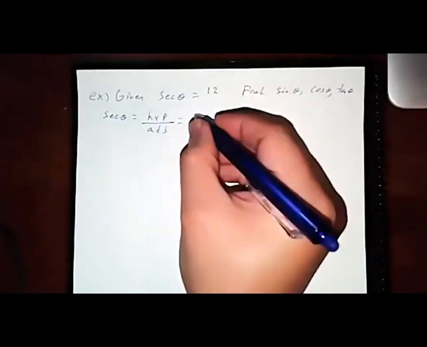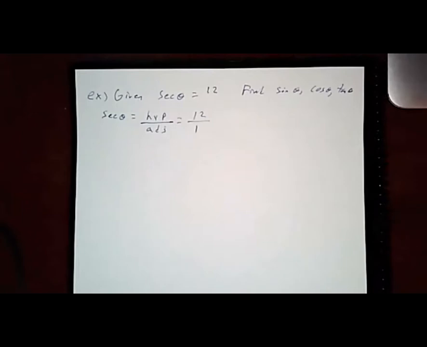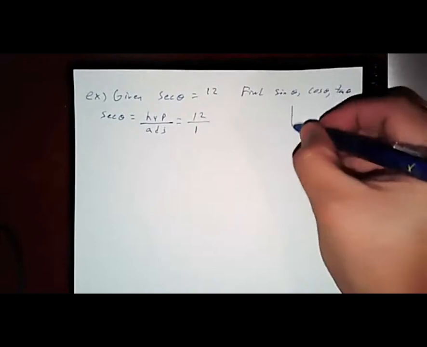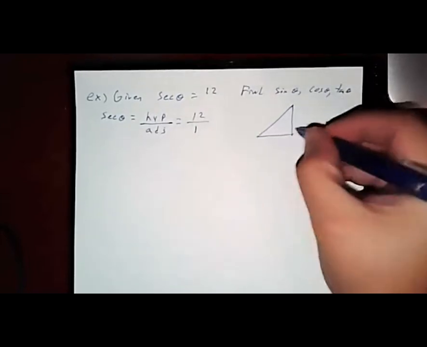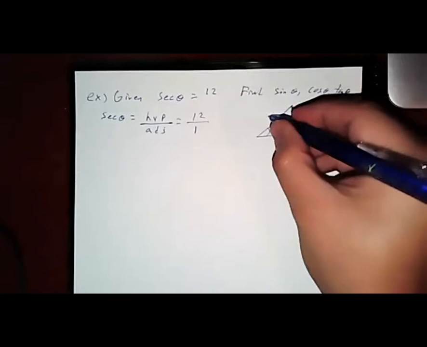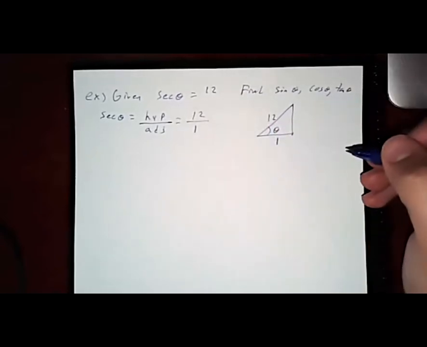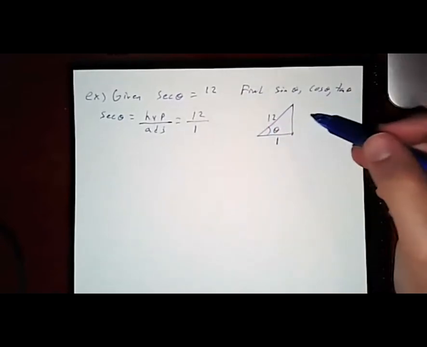So we don't have a number down there. So remember, there's always an invisible 1. Right? Okay. So let's build our triangle. So hypotenuse is 12. Adjacent is 1. So find this missing side.